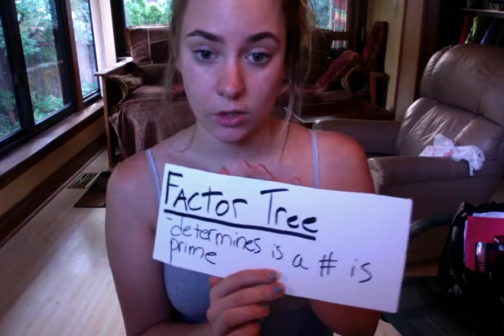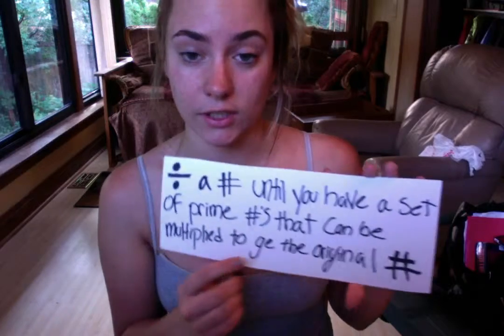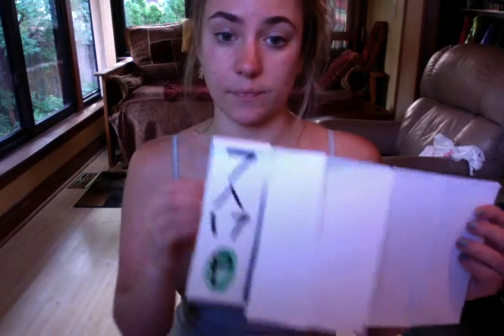Now I'm going to teach you how to determine a number's factors. You use a factor tree, which determines if a number is prime or composite. What is a factor tree? A factor tree is when you divide a number until you have a set of prime numbers that can be multiplied to get the original number. Here are some examples of factor trees.